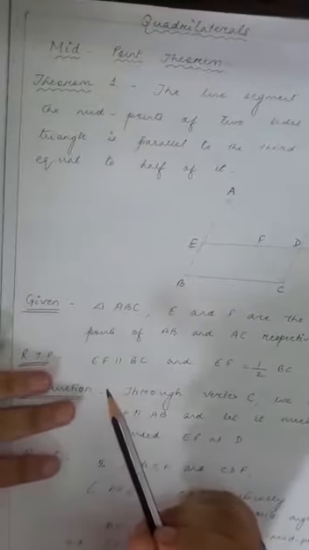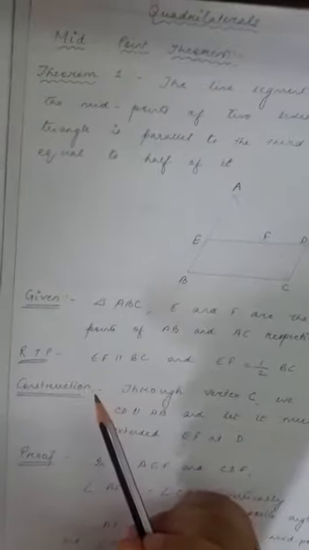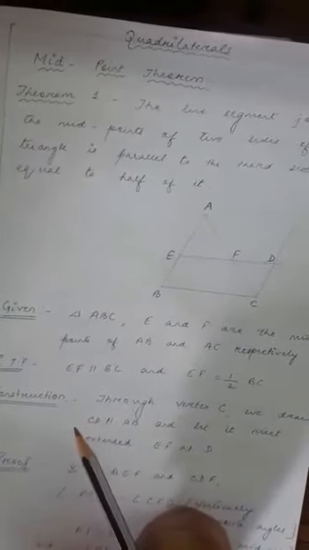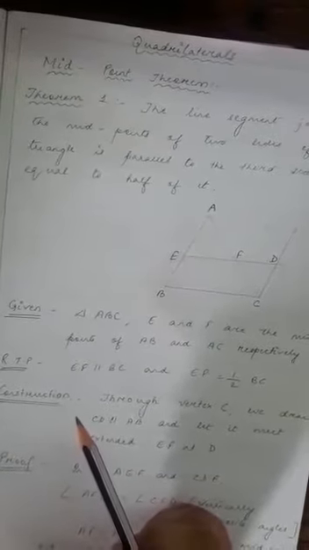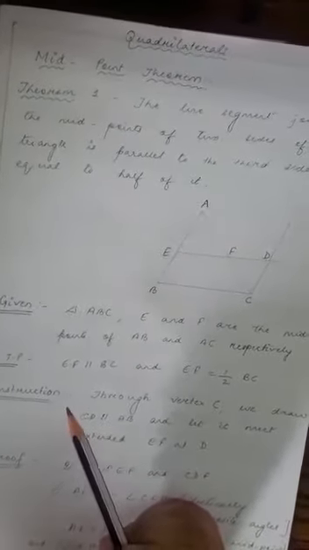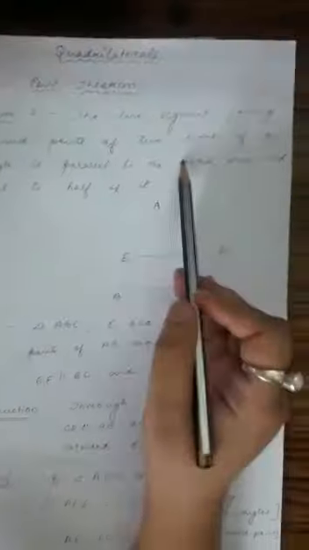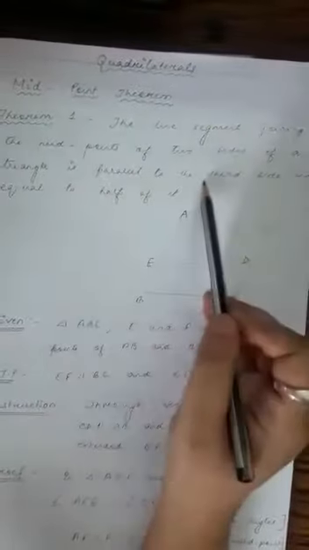Hello students, in our last video we completed exercise 8.1. Today we'll start the next exercise, 8.2, but before that let us first go through a concept called the midpoint theorem. Theorem 1 states that the line segment joining the midpoints of two sides of a triangle is parallel to the third side and equal to half of it. Now let us understand this.